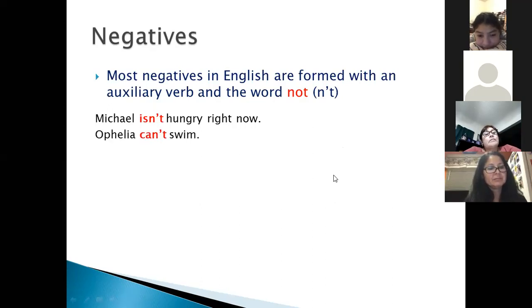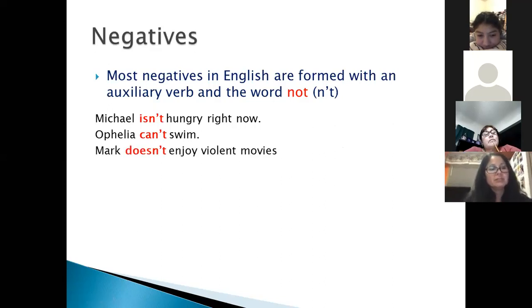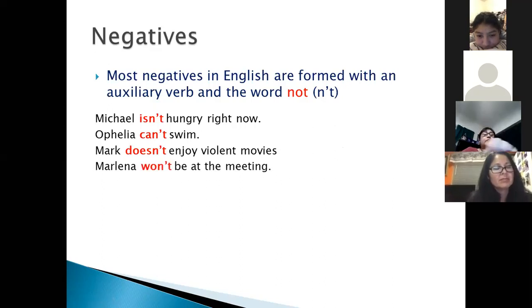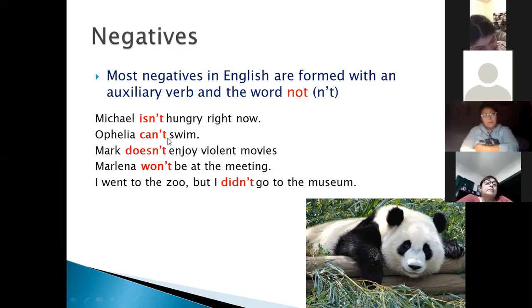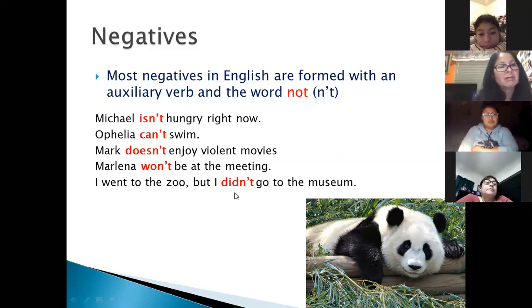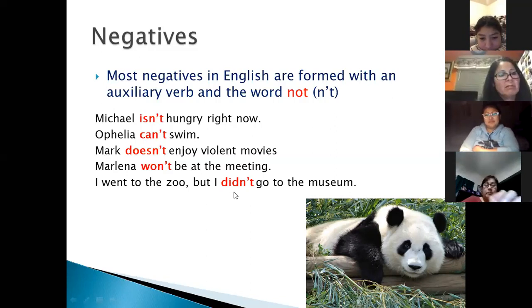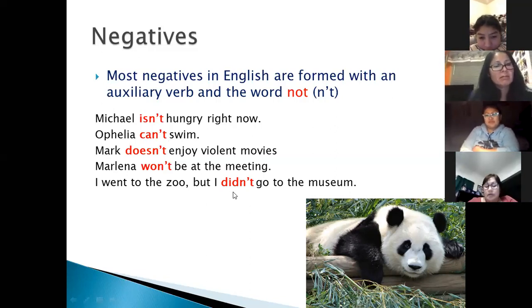Ophelia can't swim. Negative. Mark doesn't enjoy violent movies. Doesn't. Marlena won't be at the meeting tonight. Won't. I went to the zoo, but I didn't go to the museum. Isn't, can't, doesn't, won't, didn't. Those are negative auxiliaries. So auxiliary is very important to make a negative.